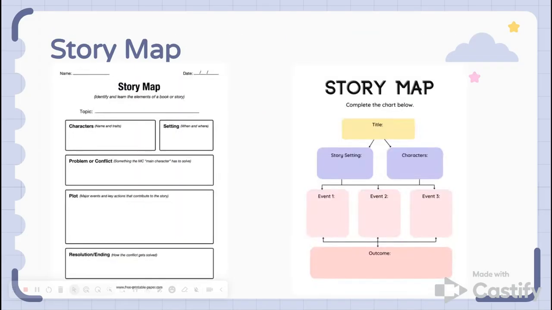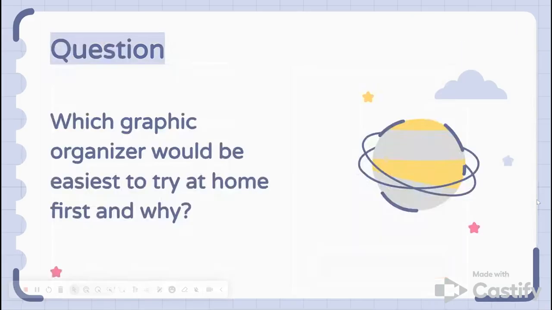Here are a couple more examples of Story Map Graphic Organizers. Take this moment to think, which graphic organizer would be easiest to try at home first and why?